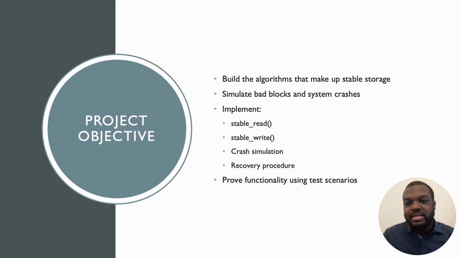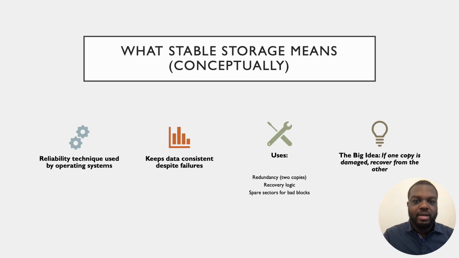Now, what exactly does stable storage mean? Stable storage is an OS reliability concept. Instead of trusting a single disk write, we keep two copies of each sector. If one copy is corrupted or unreadable, the system can recover using the other. This is important because OS components like file systems and logs depend on storage being reliable even under failure conditions. Next, I'll show how this project models storage using arrays.